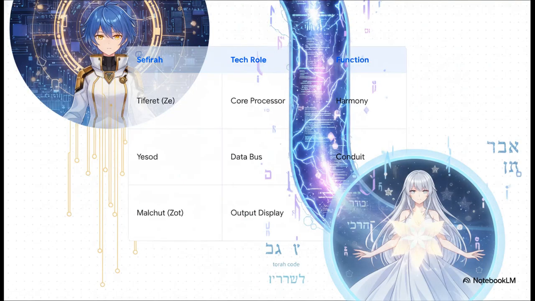This breakdown brilliantly illustrates how these components interact. At the top, Tiferet, or Zeh, acts as the core processor. Its function is generating revealed harmony. At the bottom, we have Malchut, or Zot, acting as the output display. That is where the Shekhinah visibly manifests. But how do they actually talk to each other? How do they connect? That happens through the Sephirah of Yesod. Yesod acts as the critical data bus. It's the channel, the connecting conduit that binds the core processor to the output.